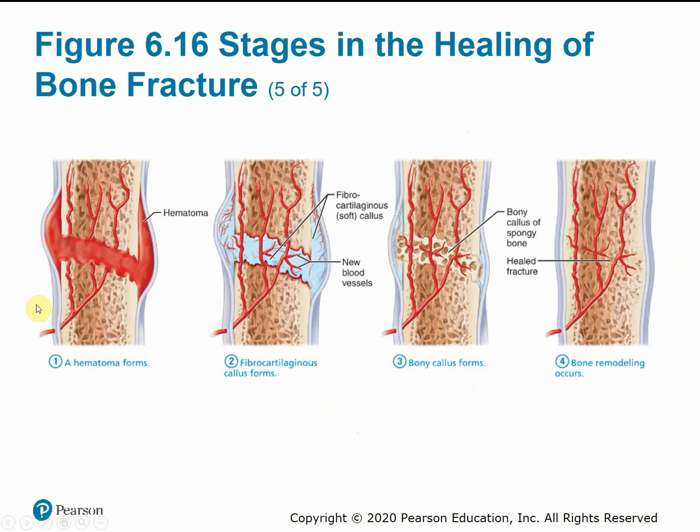Right, so summing up fracture repair, right, so hematoma formation followed by fibrocartilaginous callus formation, or kind of temporary scaffolding, right, or our template for where we're going to deposit new bone. Right, so then we replace that fibrocartilaginous callus with the bony callus. So now the bone is healed and it will continue to remodel, right, and adjust to compressive forces.